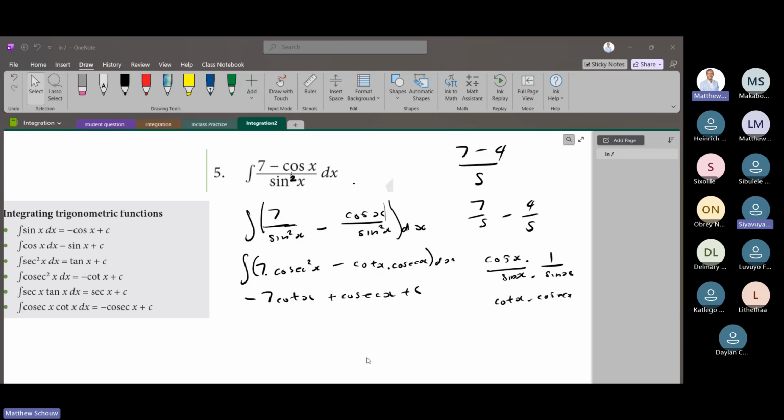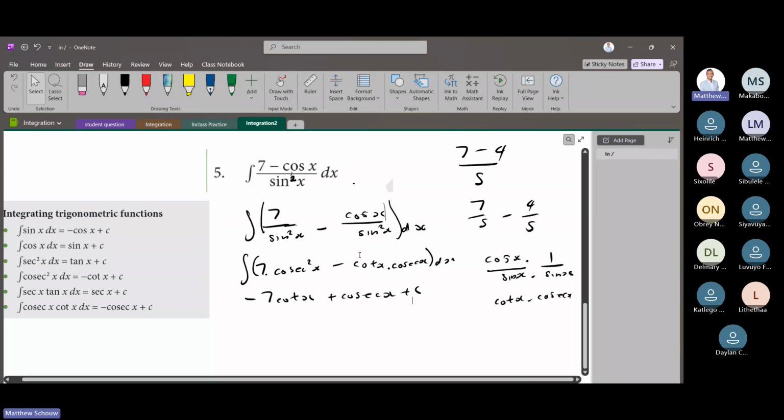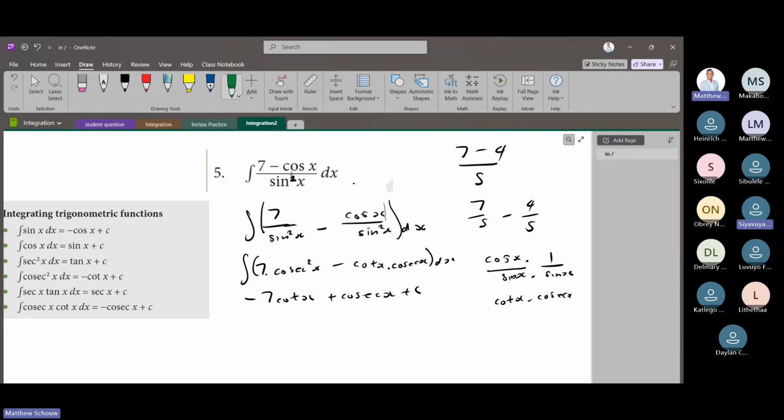Yes, I just want to know, how did we get cot x times cosec x? Okay. So you see this, the cos x over sin squared x here, right? I'm basically breaking this down over here. You see here? So I'm saying it's cos x over sin x times 1 over sin x. You got me?